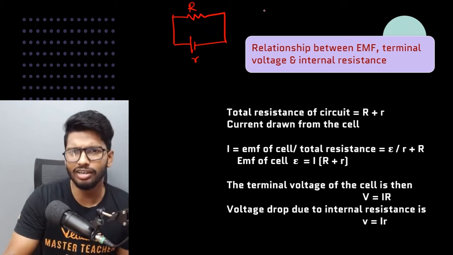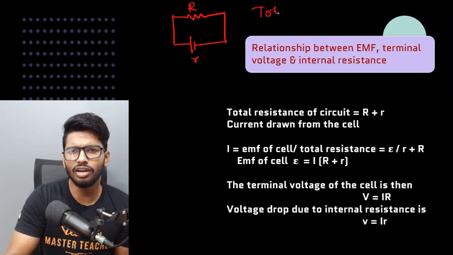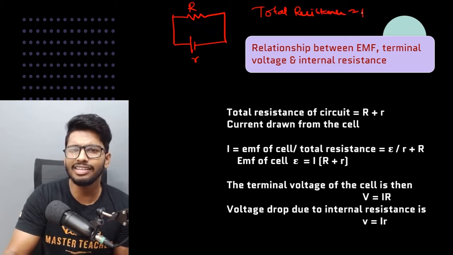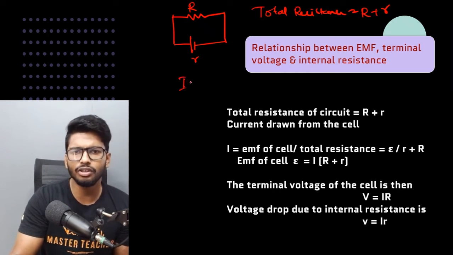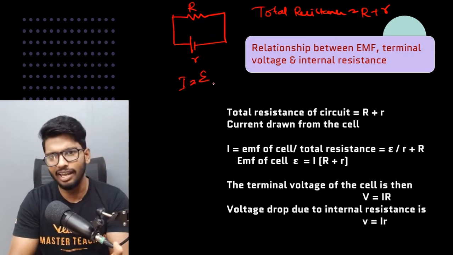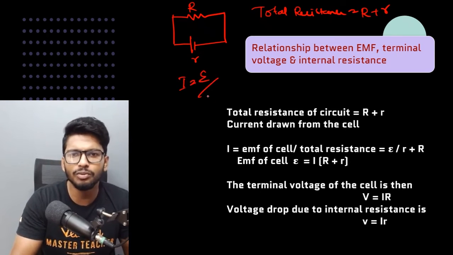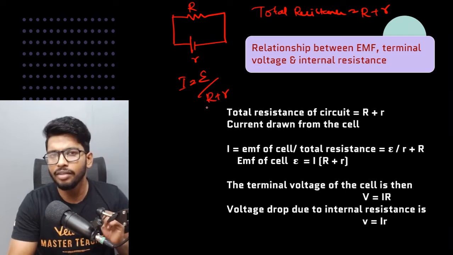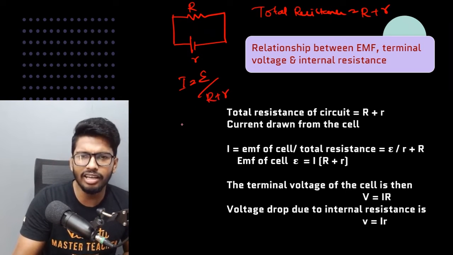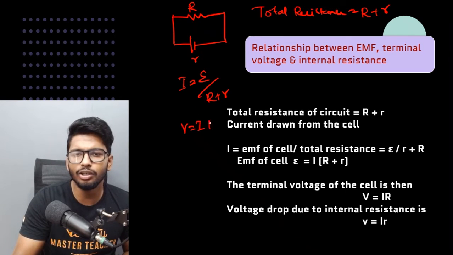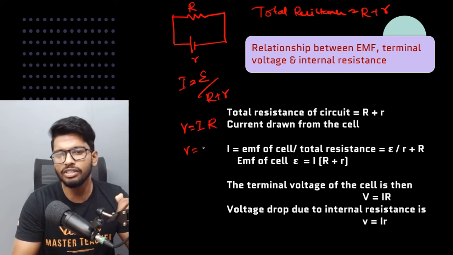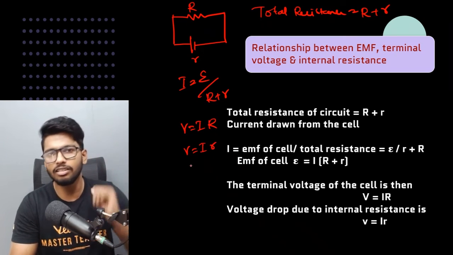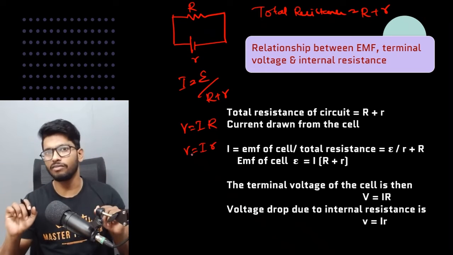If I want to find the total resistance, the total resistance of the circuit is equal to what? External resistance plus internal resistance. And the total current flowing through the circuit is what? EMF of the cell divided by the total resistance, which is nothing but R plus r. And we have already seen in the past that terminal voltage is equal to current into the external resistance, and the voltage drop is equal to current into the internal resistance. We have already seen all of these in the past.